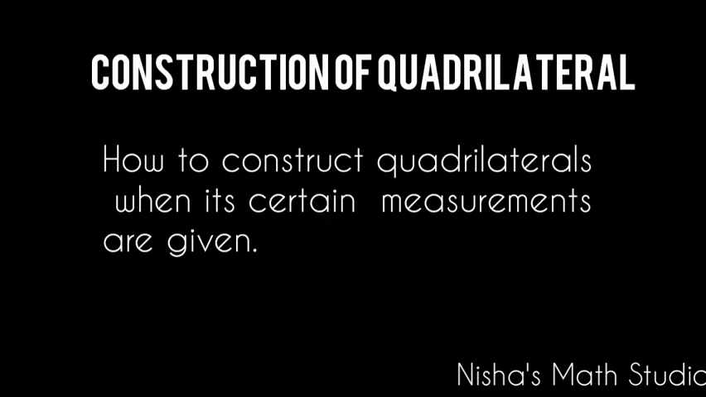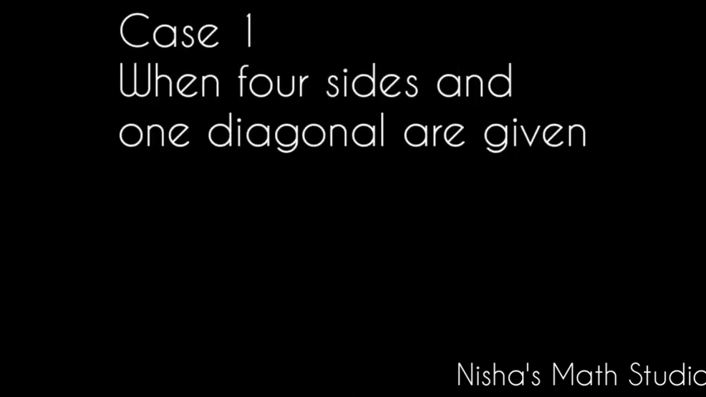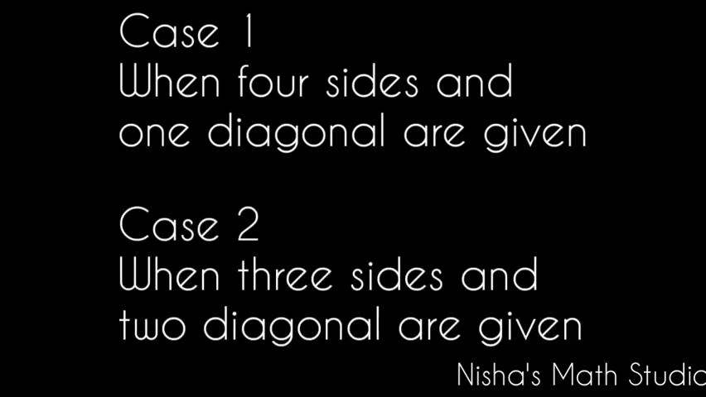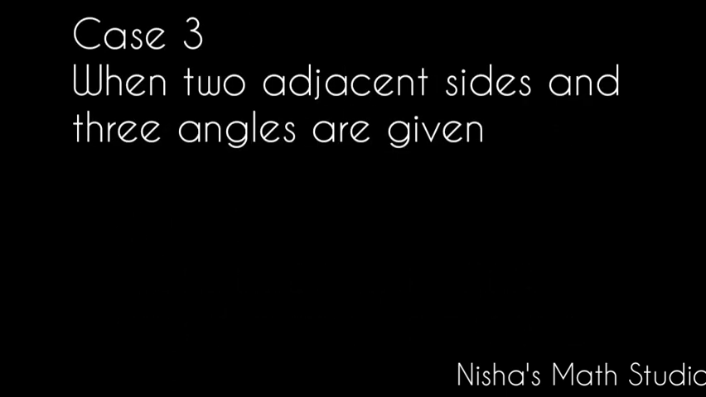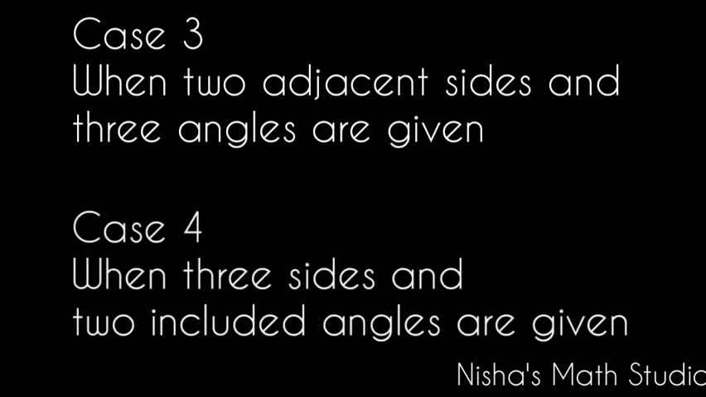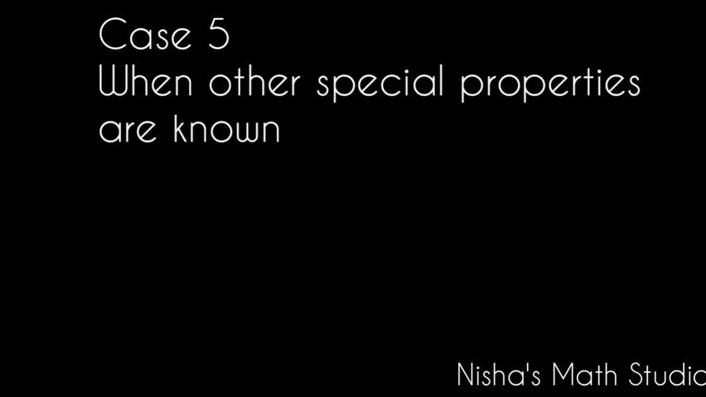In today's video, we'll learn how to construct quadrilaterals when certain measurements of those quadrilaterals are given. That is, we can construct the quadrilateral when 4 sides and 1 diagonal are given. Case 2, when 3 sides and 2 diagonals are given. Or we can also construct the quadrilateral when 2 adjacent sides and 3 angles are given. We can also construct the quadrilateral when 3 sides and 2 included angles are given. As the last case, when some special properties of the quadrilaterals are given, we can construct them.